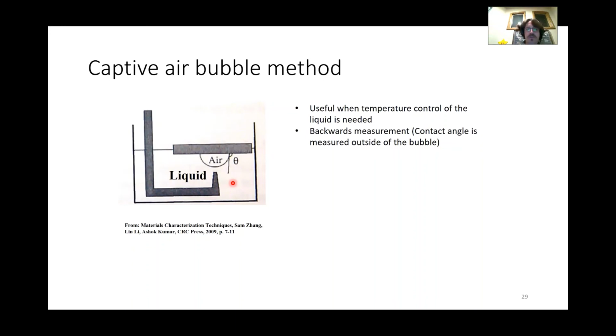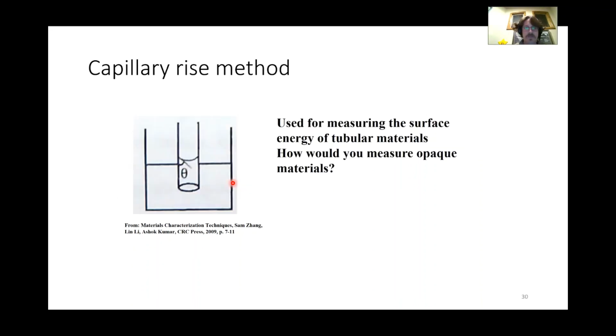This is another one where you could have a temperature-controlled liquid as well. And if I actually read my own slide, the measurement is drawn outside the bubble, but you're still measuring inside the liquid.